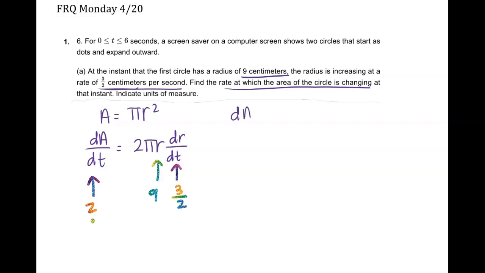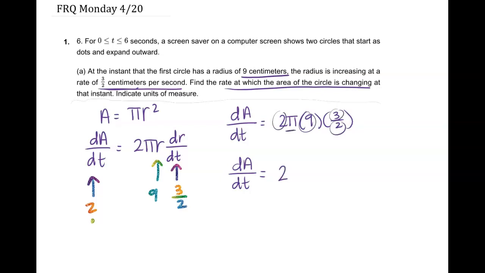So then dA/dt will be 2 pi times 9 times 3/2. So dA/dt equals, I'll leave the pi for now, 2 times 9 is 18, divided by 2 is 9, times 3 is 27 pi. So we end up with 27 pi. Rate of change of the area will be centimeters squared per second.